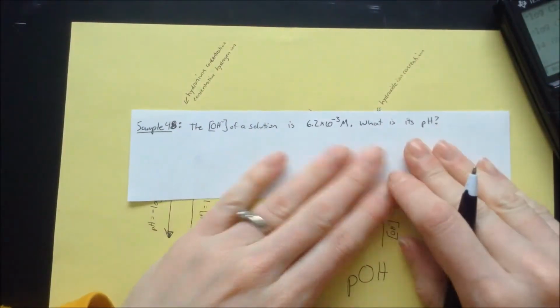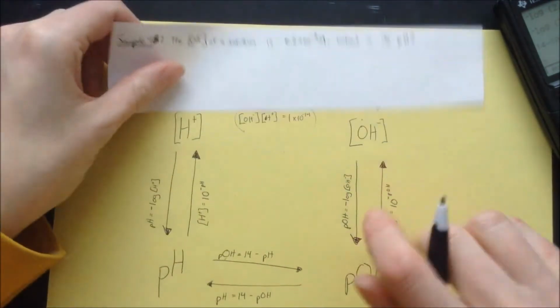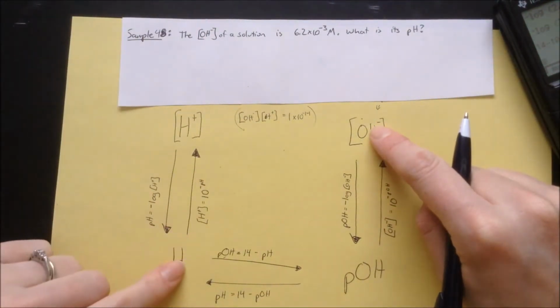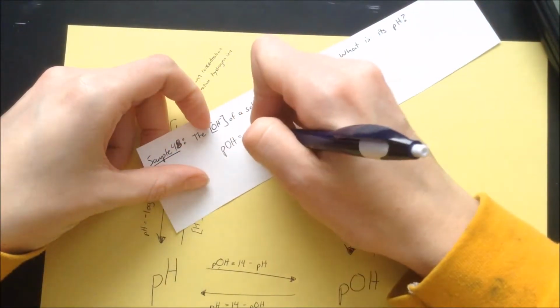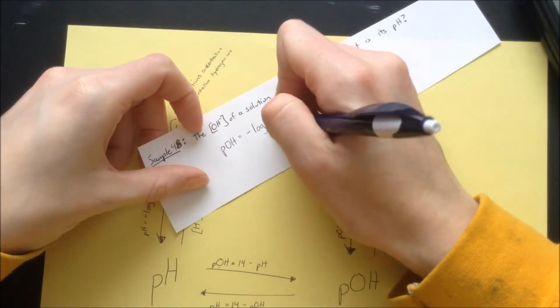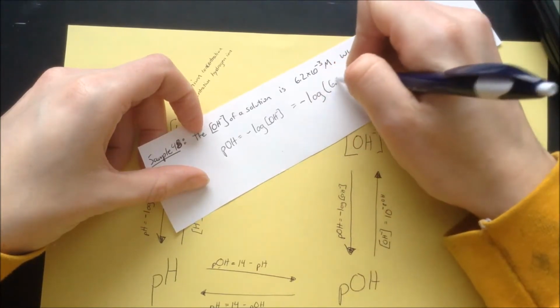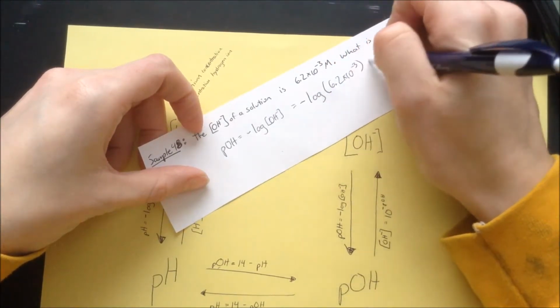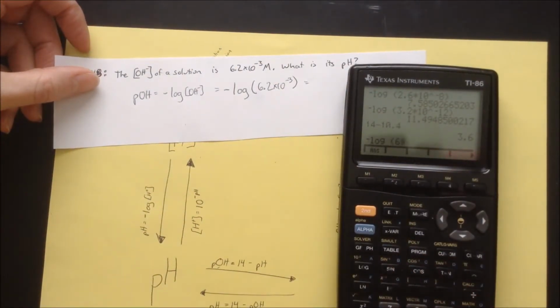Okay. Our next one, now we're going to do a little bit harder. So we're going to start with the OH, and we want the pH. So we have OH and we want pH, which means we've got to do two things. Okay. So the first thing I'm going to do is I'm going to find the pOH. pOH is going to be negative log of that concentration of OH. And so I'm going to type in my calculator negative log of 6.2 times 10 to the minus 3.